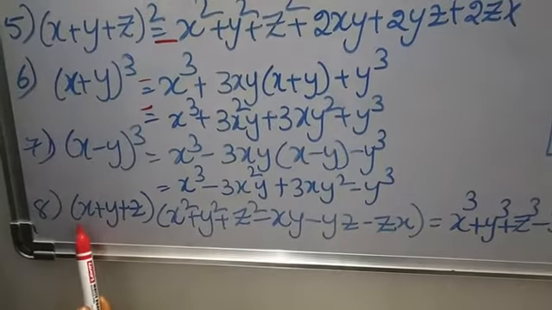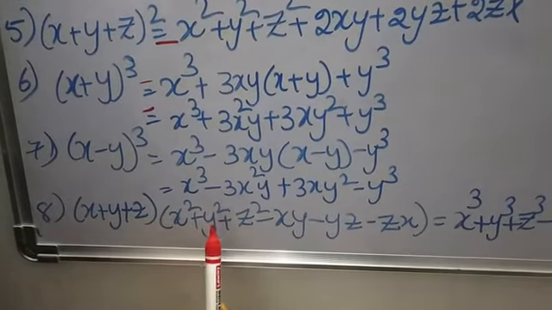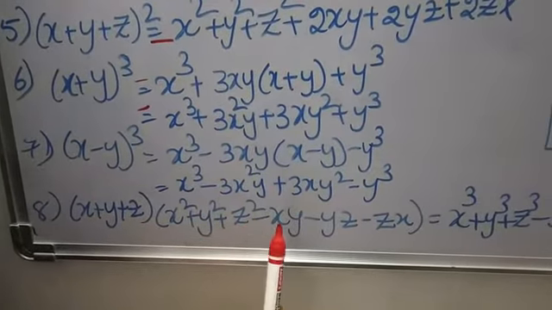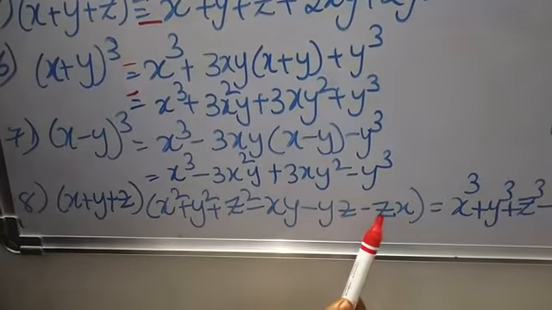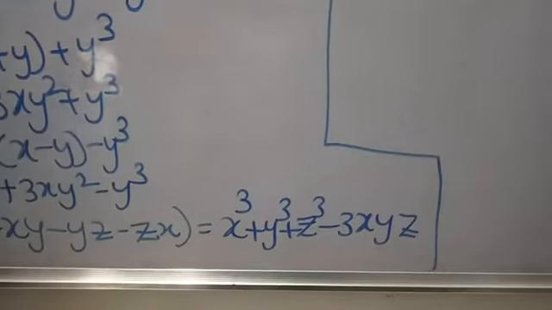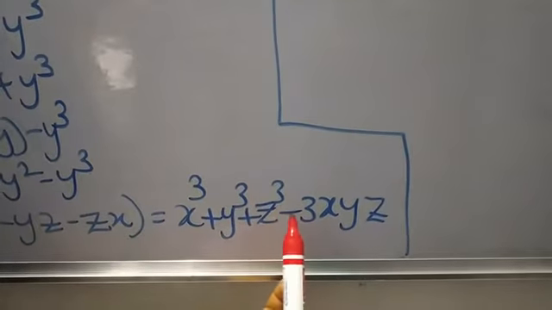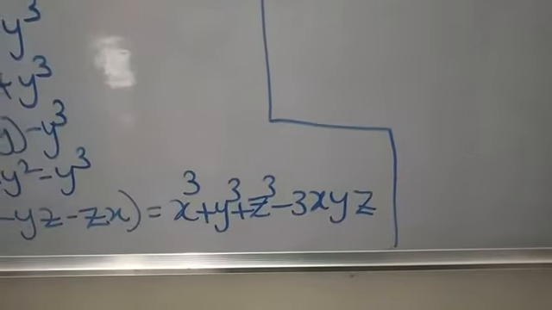And the last one: (x plus y plus z) into (x square plus y square plus z square minus xy minus yz minus zx) is equal to, the product of these two terms is always, x cube plus y cube plus z cube minus 3xyz.